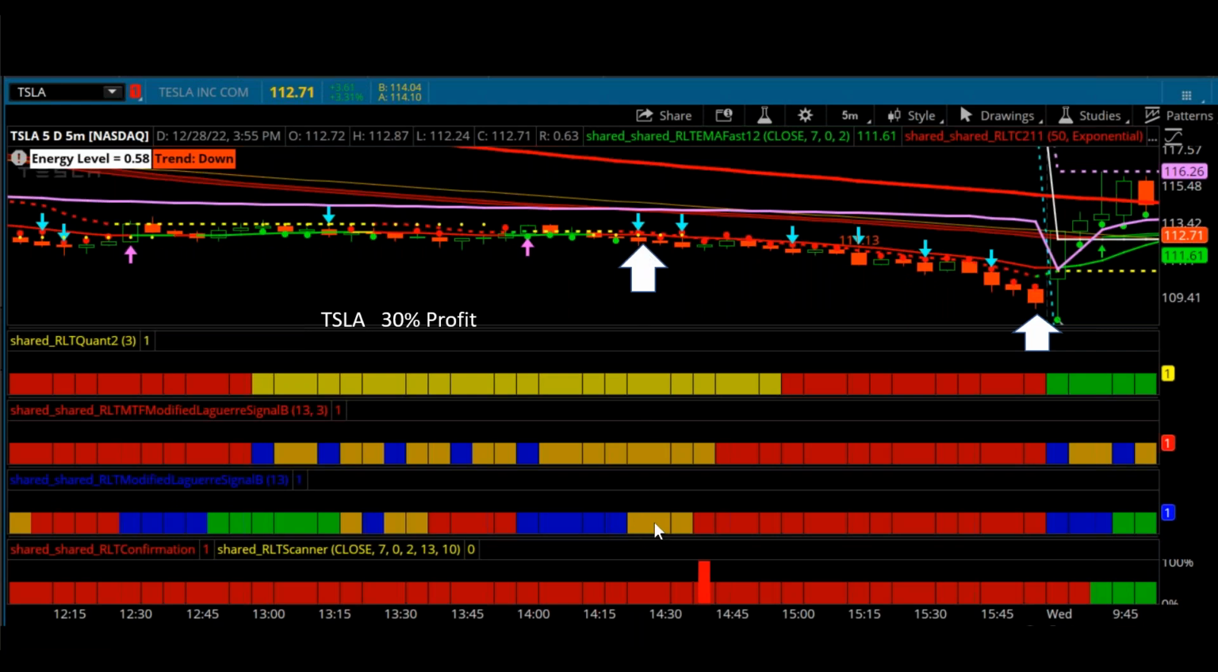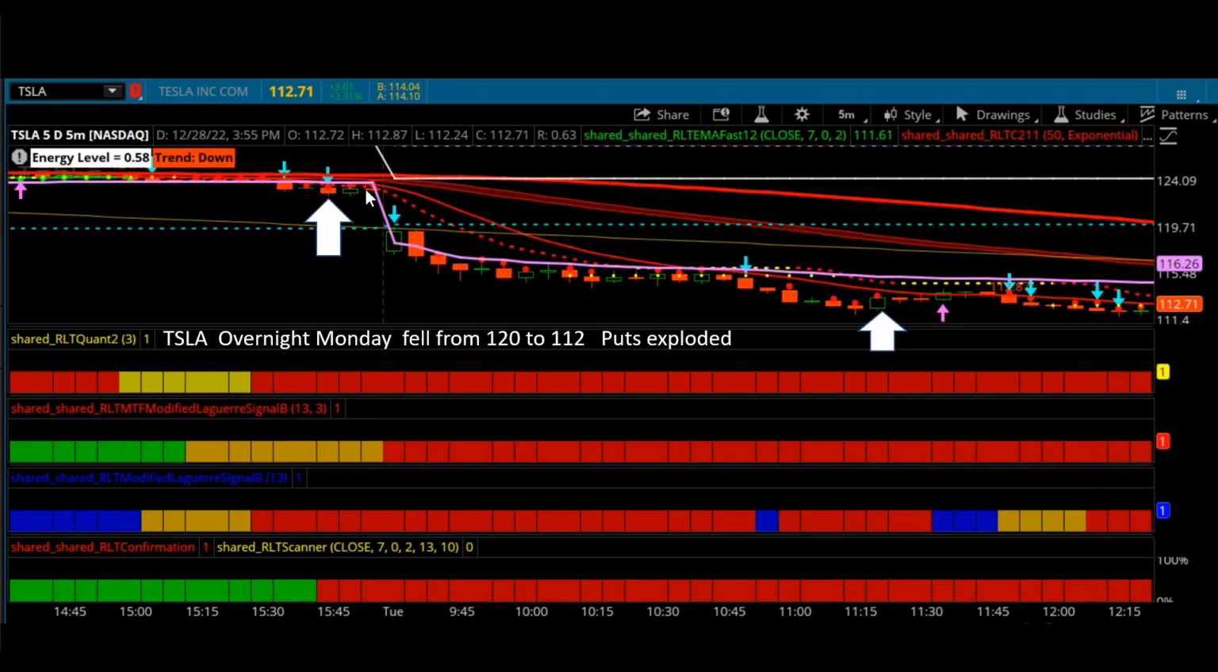And Tesla, this was a nice 30% profit, same thing. Stock, everything was weak. It went from blue to yellow here. Everything was yellow or red. Institutions are selling. You can see the institutions are selling. And we went ahead and rode this thing down, 30% profit to the downside here on Tesla. This was right at the end of the day when we get out.